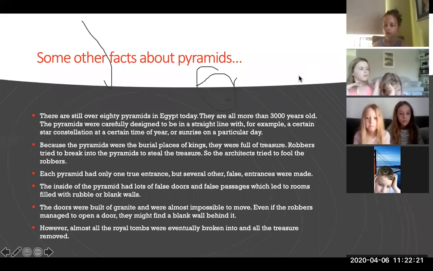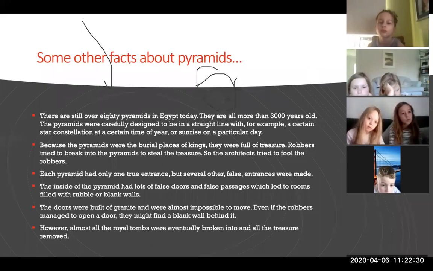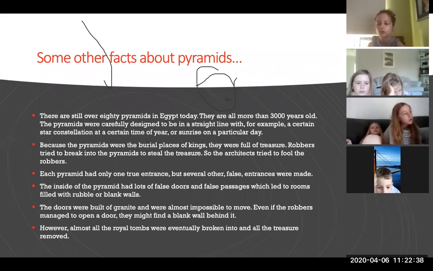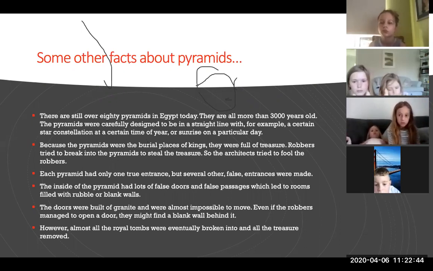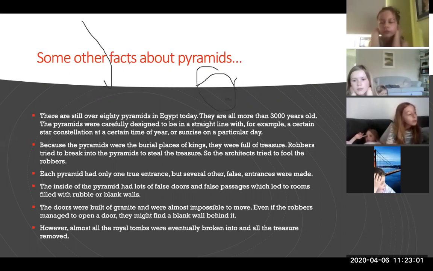So some other quick facts about pyramids. There are still over 80 pyramids in Egypt today, and they are all more than 3,000 years old. And they were always created in a straight line to match up with star constellations or to have the sun hit them at a certain time of day or something like that. So they were very spiritual, very religious, and believed that that would have an impact on the person who was buried inside. Because they were the burial places of kings, they were full of treasure, lots of gold, lots of jewels, lots of shiny things. So robbers were always trying to break into them to steal the gold and the treasures.